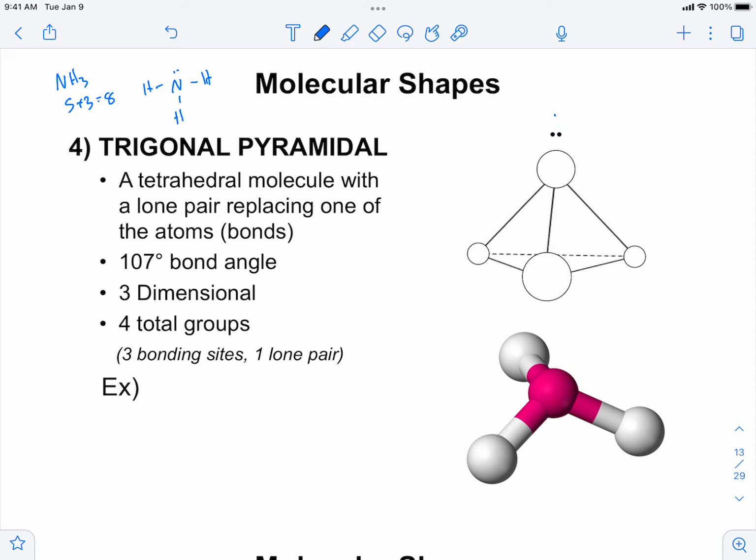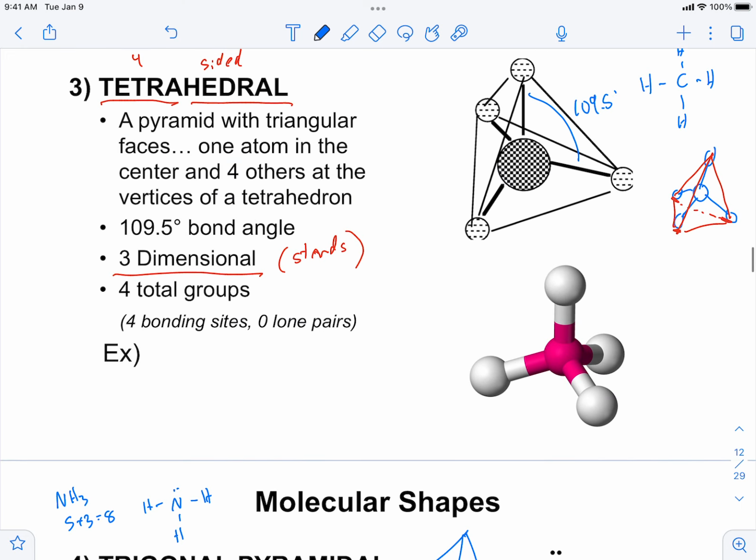If I drew this, then we'd call the shape a tetrahedral. But this does not actually have 4 bonded atoms. It only has 3 and the lone pair. So the shape is different now. This is what we call a trigonal pyramid, right? Because it's a pyramid with a base of a triangle. It's 3-dimensional because it stands up. There's 4 total groups, but only 3 of them are bonded, and then there's 1 lone pair. So hence the shape looks different than this shape.